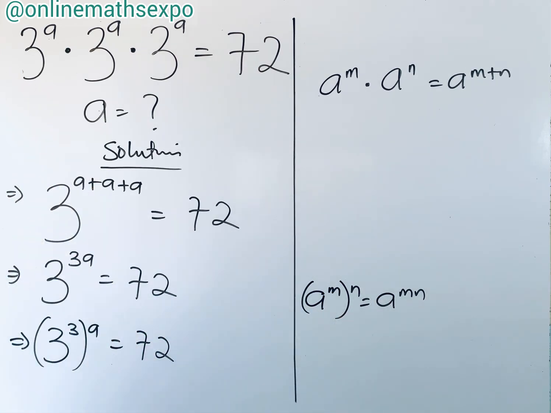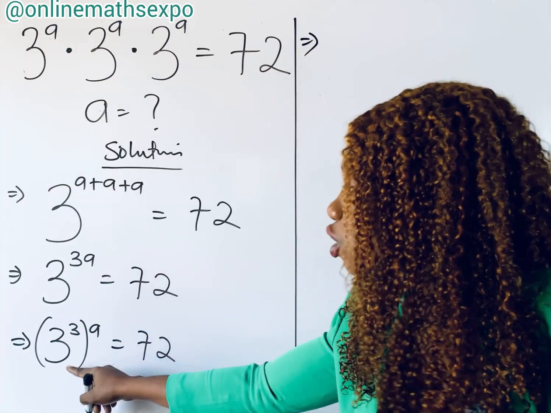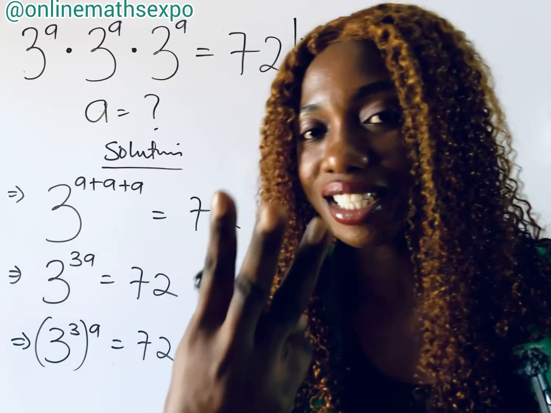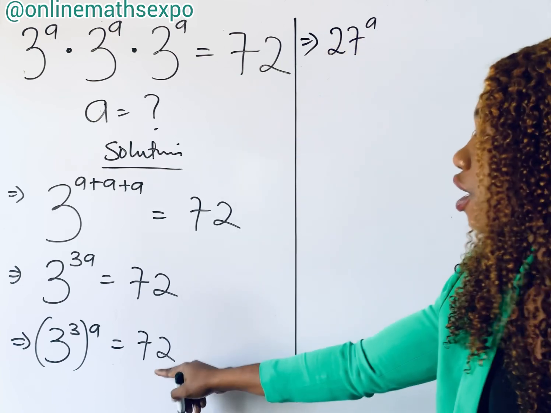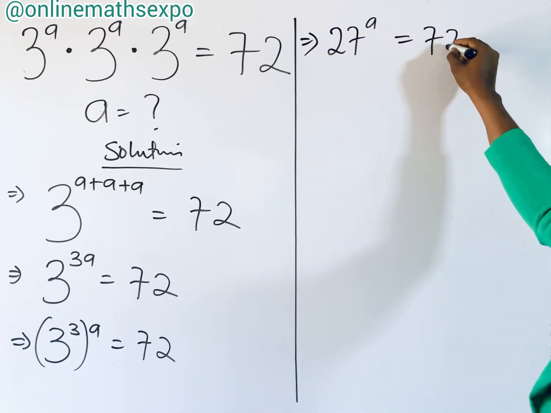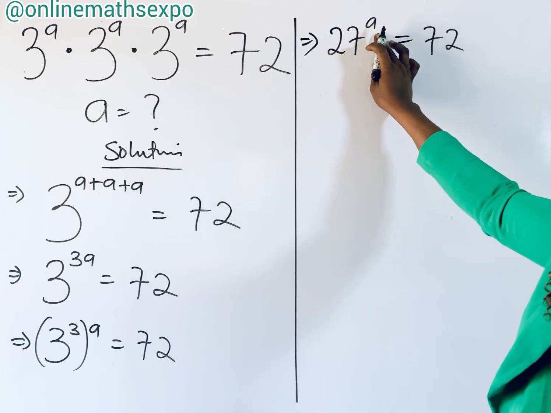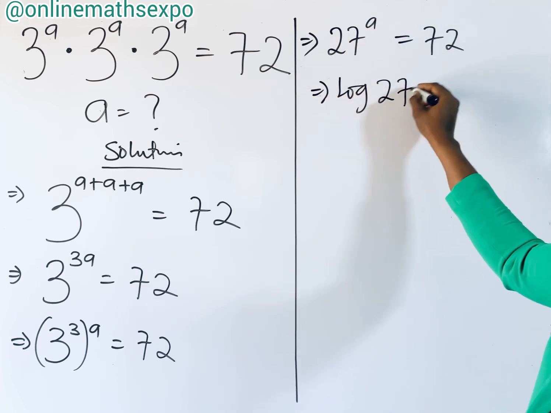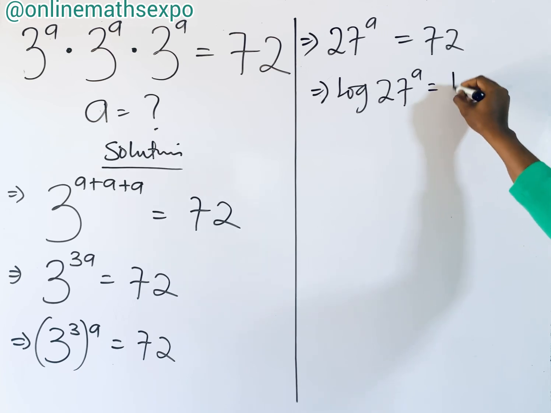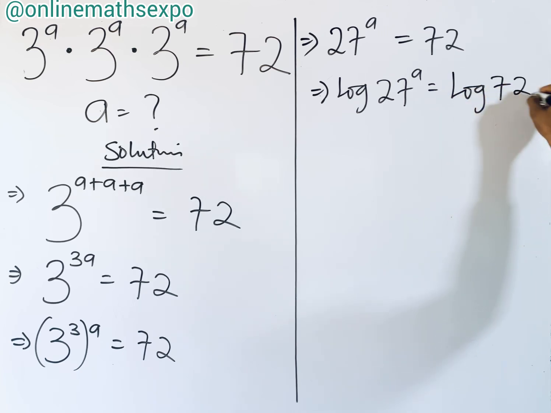Now, we keep simplifying this. We have 3 to the power of 3, which is 3 multiplied 3 times, and that will give us 27 to the power of a is equal to 72. Now, to get this a, just quickly take the log of both sides. So we have log of 27 to the power of a is equal to log of 72.